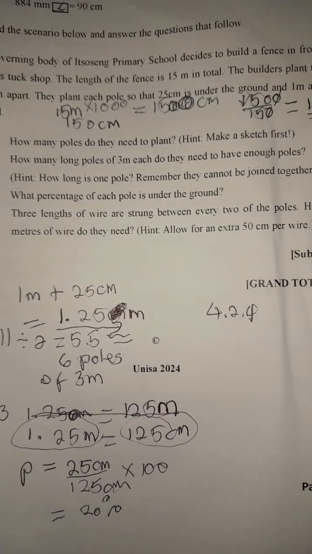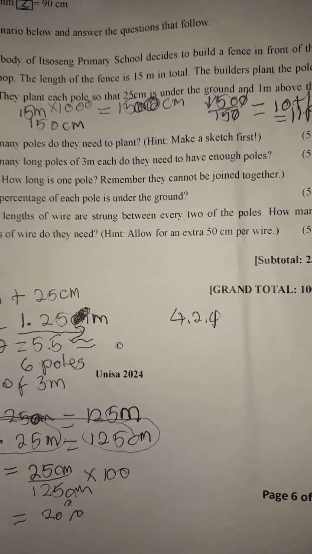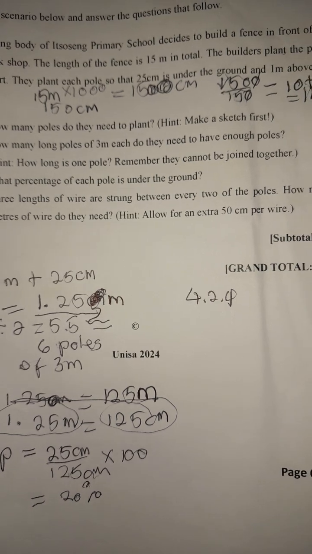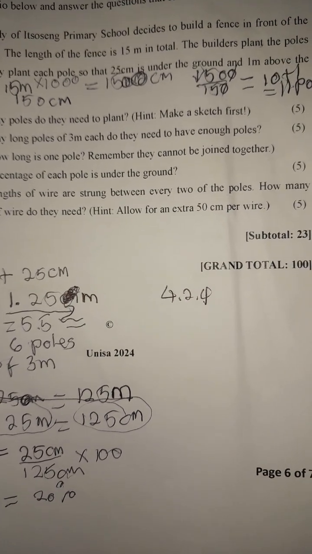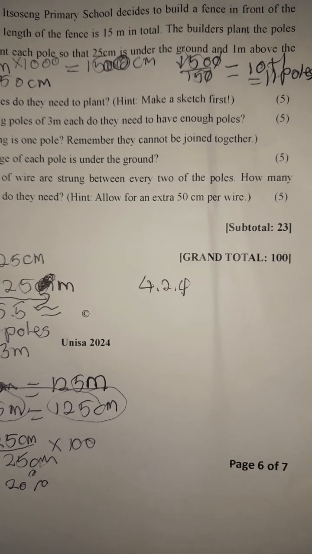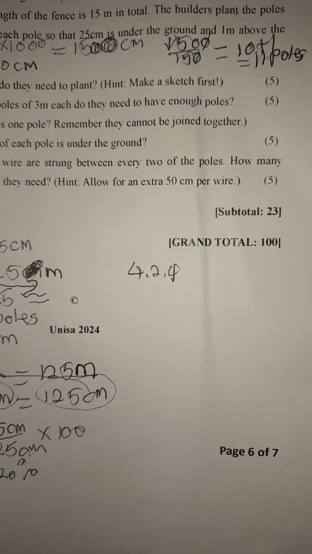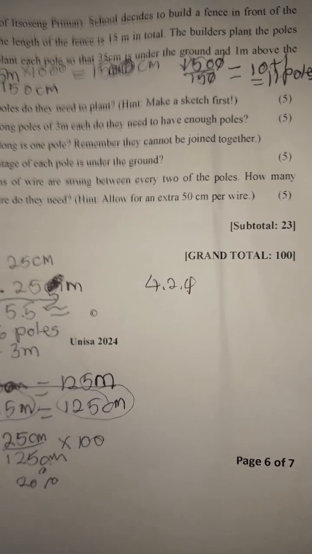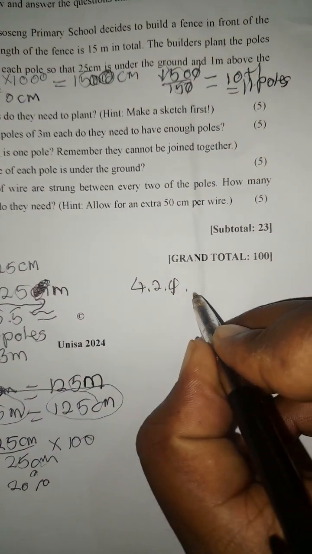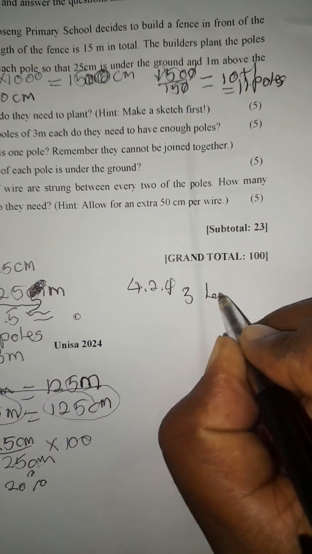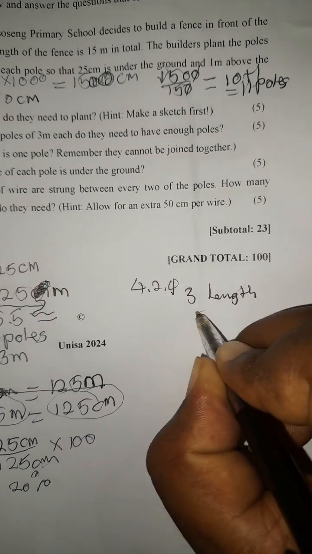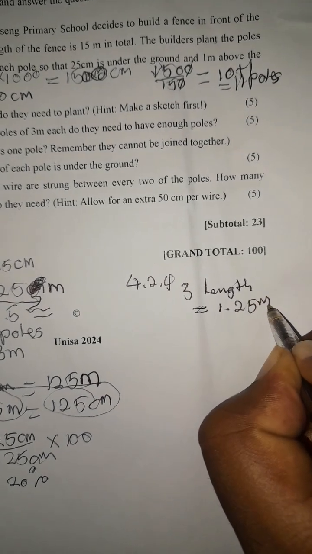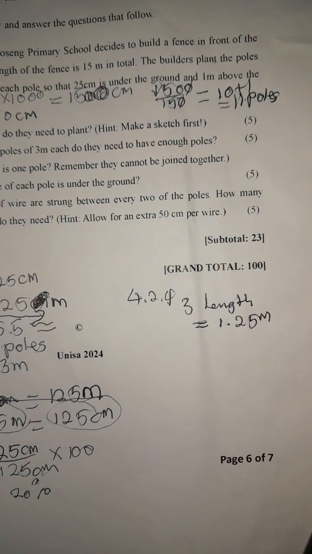So they said 3 lengths of wire are strung between every 2 of the poles. How many meters of wire do they need? Hint, allow for an extra 50 centimeter per wire. Well, guys, first thing we can see is 3 lengths of wire. We calculated there that it's 1.25 meter.